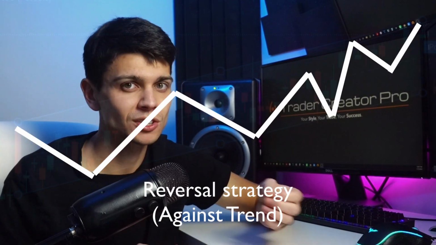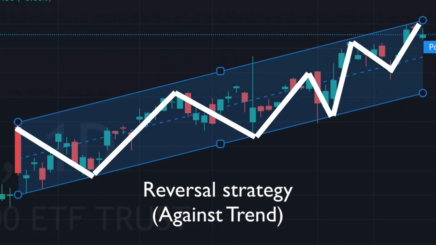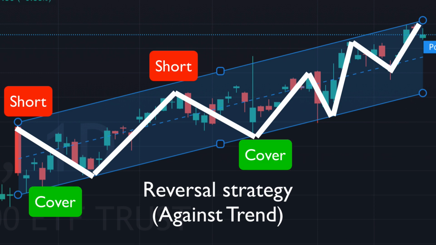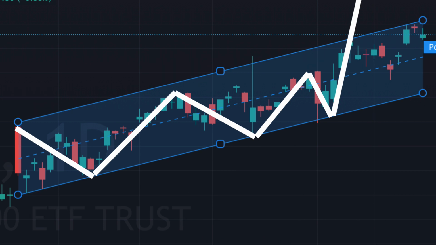A trader might trade this with a reversal strategy as well, off the trend lines, entering a short off the top level, then taking profit at the mean of the channel or on the other side of the channel. If you were trading it as a reversal strategy like this, you would be stopping out when the stock breaks one of the trend lines.